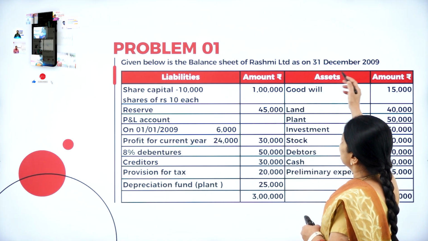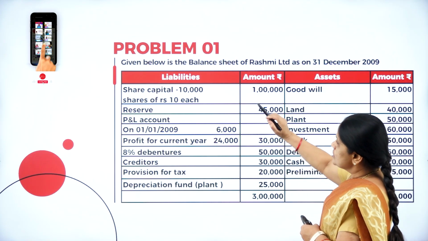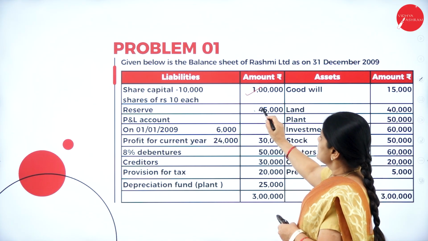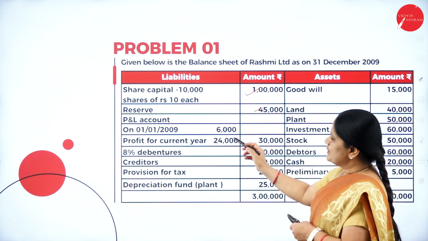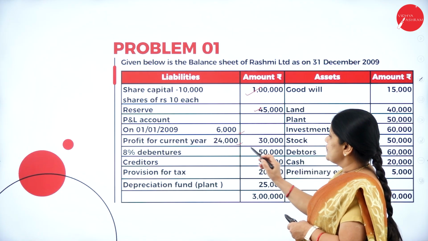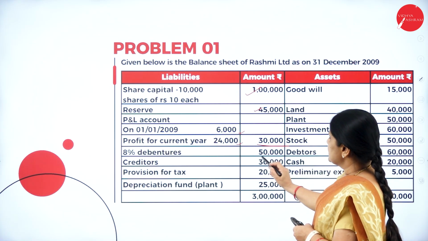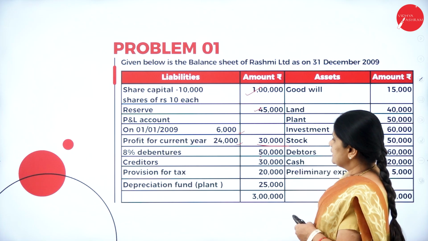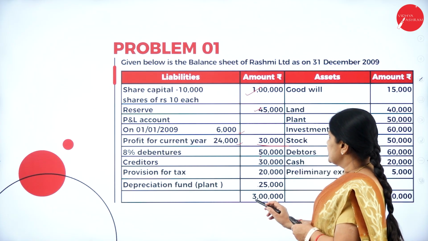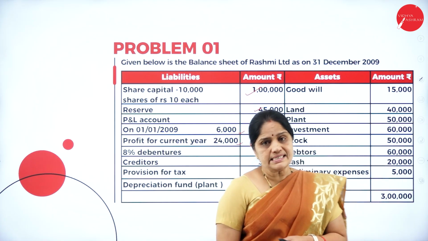Given below is the balance sheet of Rashmi Limited as on 31st December 2009. They have given us the share capital, which is 1 lakh. The reserve is 40,000. The profit and loss account opening balance is 6,000, closing balance is 24,000, total profit and loss account is 30,000. Then 8% debentures 50,000, creditors 30,000, provision for tax 20,000, depreciation fund 25,000. The total of the liability side is 3 lakhs.